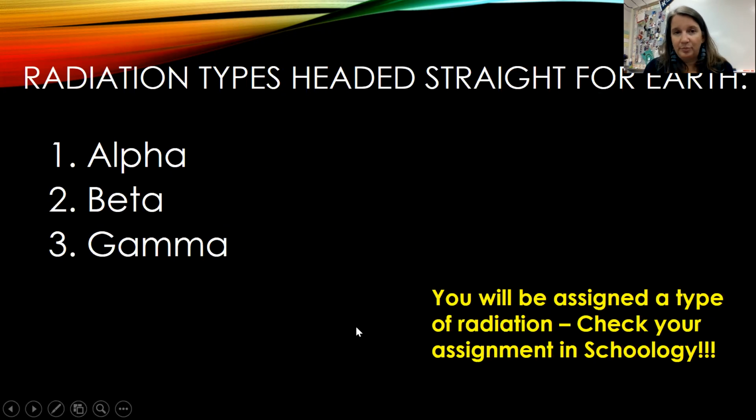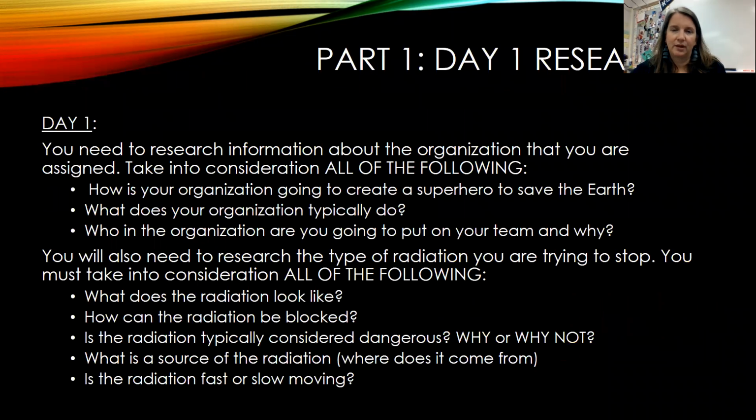Now, these extraterrestrial beings are going to be using one of these three types of radiation to attack the world. It could be alpha particles, it could be beta particles, or it could be gamma rays. Again, you're going to be assigned one of these types of radiation. So you're going to check your assignment in Schoology again to see what organization you're the head of and what type of radiation your extraterrestrial beings are using to attack the Earth.